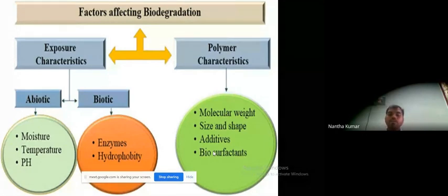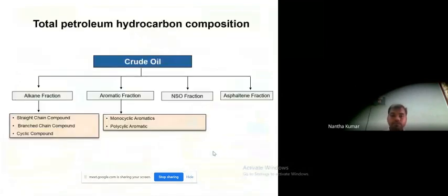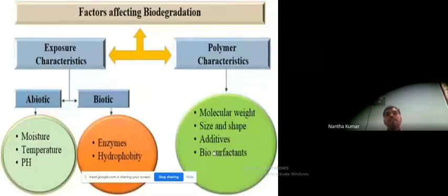Also, degradation is based on the characteristics of the polymer or complex material: its molecular weight, size, and what the additives are. Such characteristics also influence the bioremediation process. So this is the small outline I have given about how bacteria act upon the pollutant and what the mechanism behind it is.